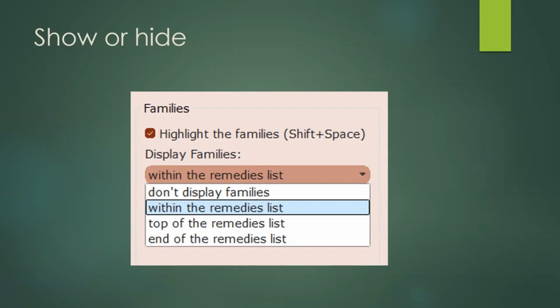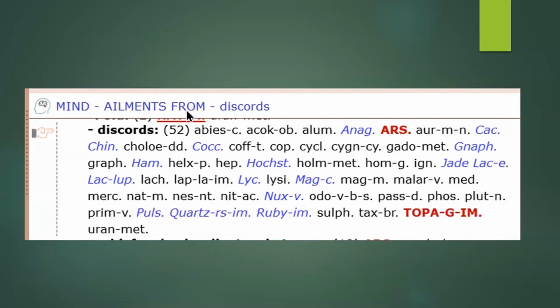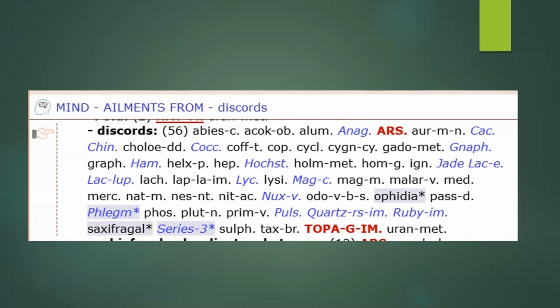Yes, this is what I'm going to show you with a little example. Totally right. So first I show the screen how it looks like with the family. The families are here with a gray background. You see, phlegmatic, serious 3, etc. 56 remedies with ailments from discourse, but you can as well use synthesis without those families. It becomes 52, because there is 4 family remedies less, okay?